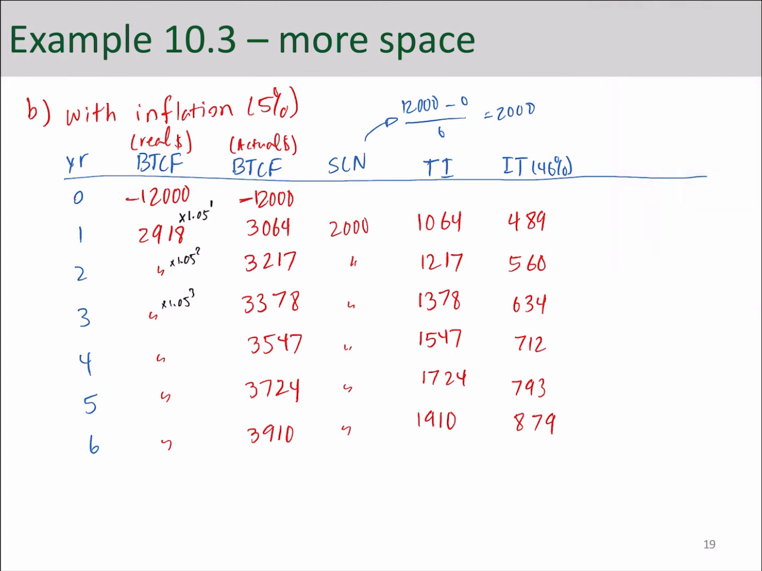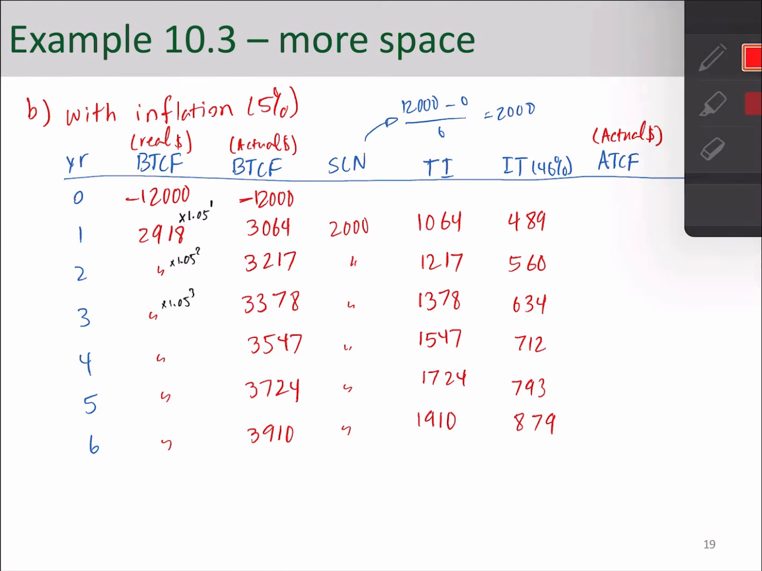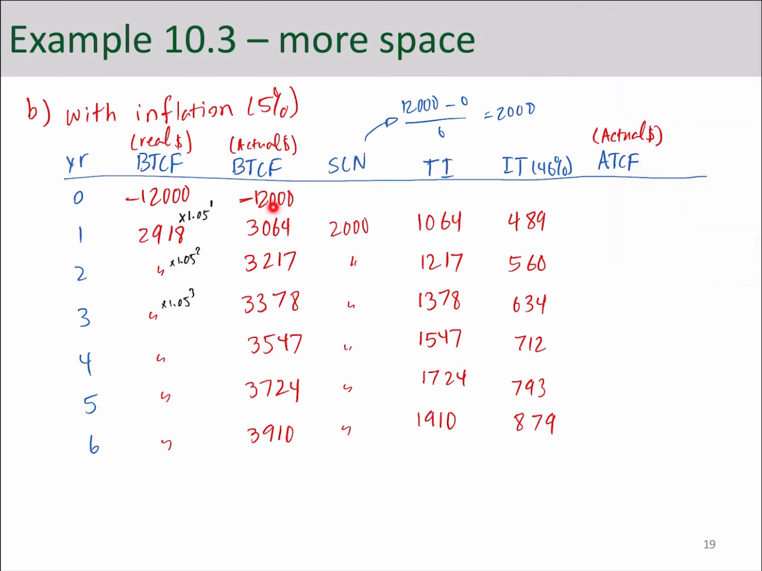And then at this point, we can get our after-tax cash flow. But very importantly, this after-tax cash flow is going to be in actual dollars, because right now we're working with actual dollars. How do we calculate that? We know that from the before-tax cash flow, we subtract the income tax, and then we get our after-tax cash flow. For year 0, it is negative 12,000. That doesn't change. But starting from year 1 it becomes 2,575, which is this value minus this value.